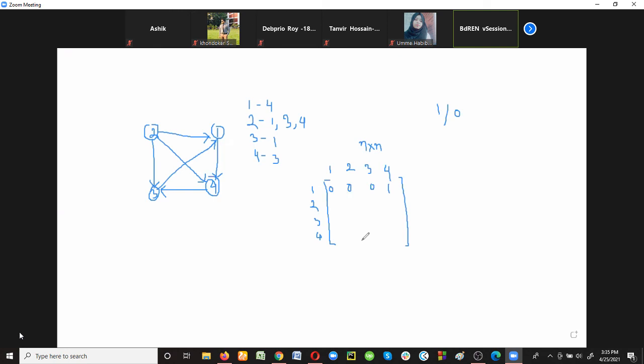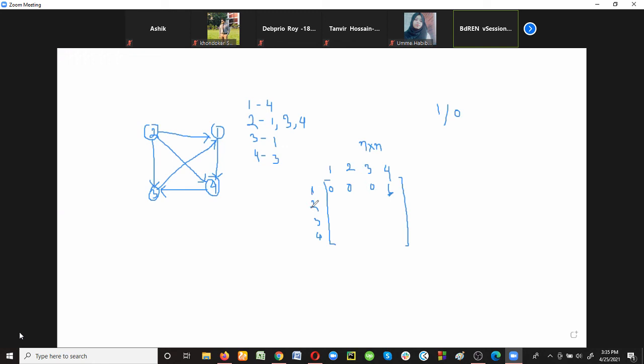Right? We are denoting the relationship between these nodes with each other. I mean, suppose this row will be used for which node? For 1. Right? And here we have one value that is true or yes. That means this node 1 has only one adjacent vertex, and that is 4.